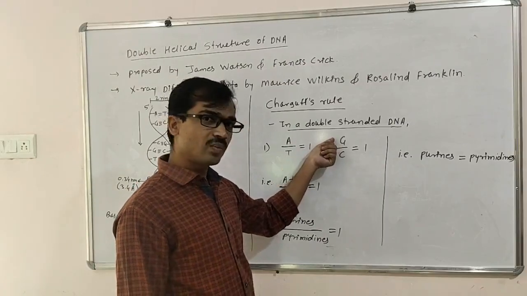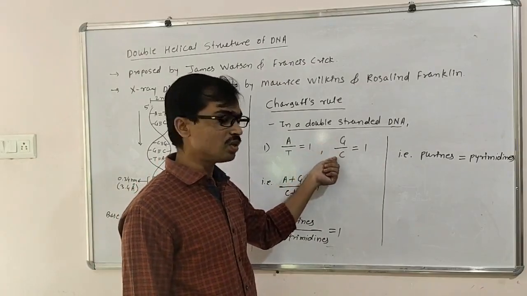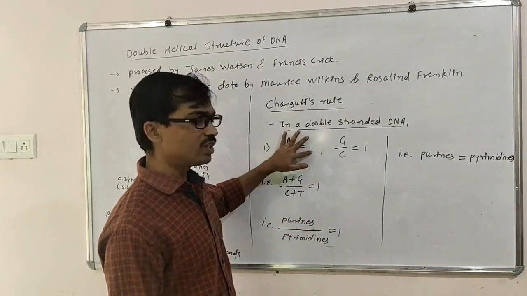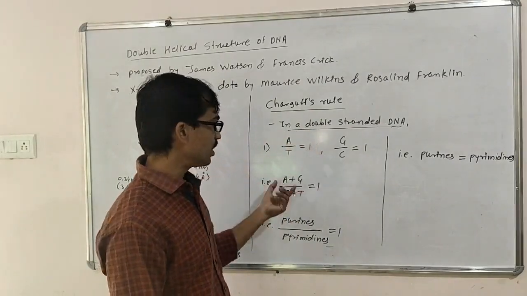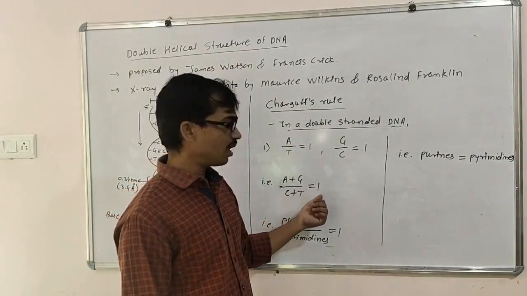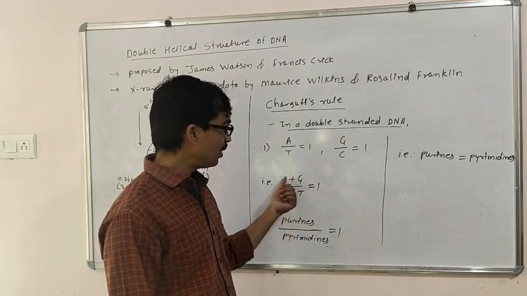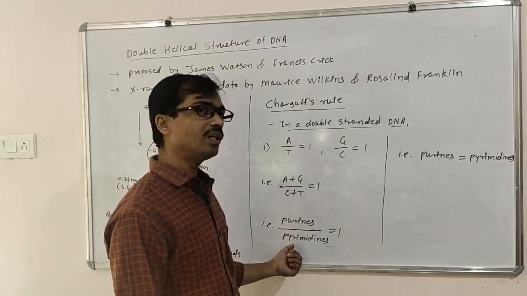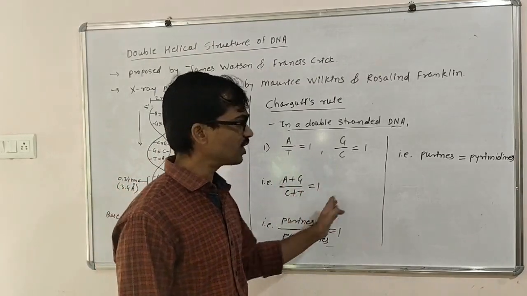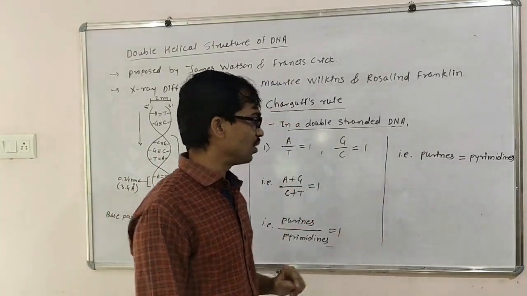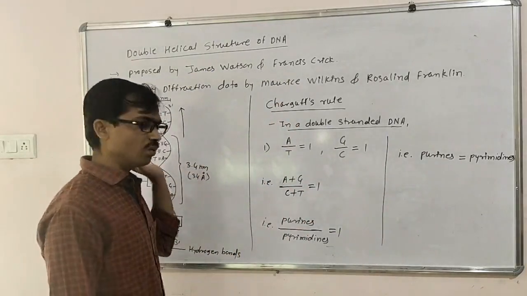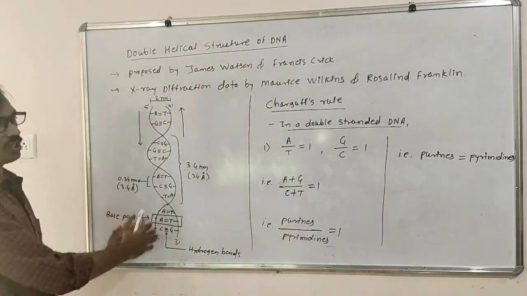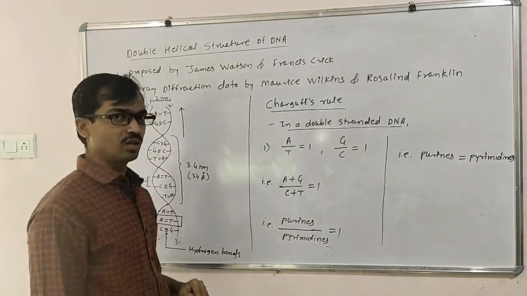The number of guanines in any double stranded DNA is equal to the number of cytosines. That is why the G to C ratio is also equal to 1. That means A's are always equal to T's and G's are always equal to C's. That is why A plus G upon C plus T comes to 1. That means all the purines present in double stranded DNA are equal in number to all the pyrimidines, which can also be stated like this: purines is equal to pyrimidines, or purine by pyrimidines is equal to 1. So this observation of Erwin Chargaff also helped Watson and Crick to propose the double-stranded structure of DNA.